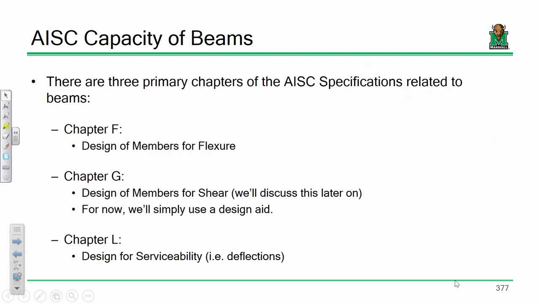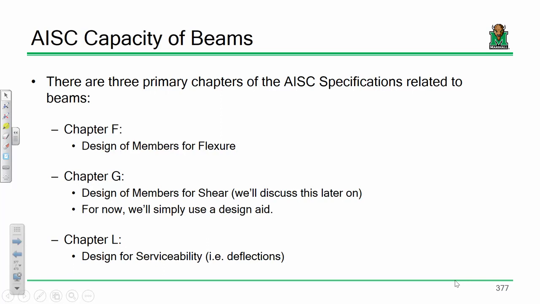Okay, now, if you're designing a beam in a building, let's go back to the spec, and let's make sure everybody remembers some of the anatomy of the spec. Remember when we were looking at tension members, we were in Chapter D of the spec. When we were looking at compression members, we were in Chapter E. With connections, everything was in Chapter J. With beams, there's quite a few chapters that we have to look at, but a lot of the provisions are pretty straightforward. We have Chapter F, which is design of members for flexure, so this is all the moment stuff. We have Chapter G, which is design of members for shear.